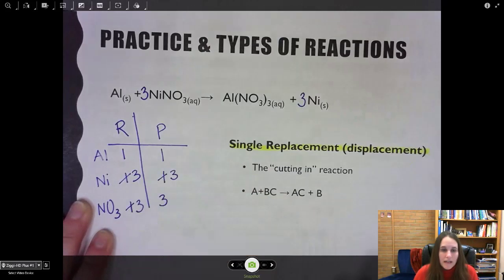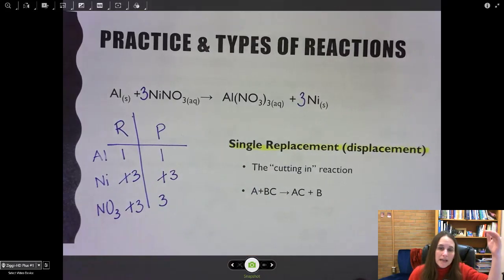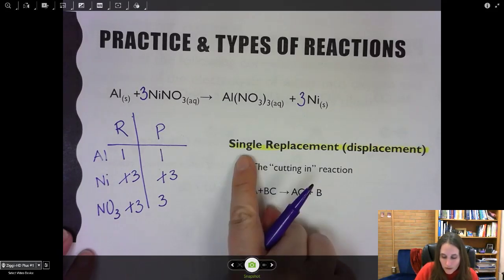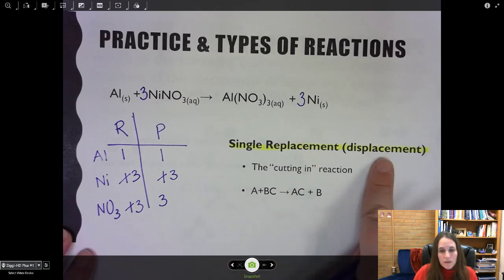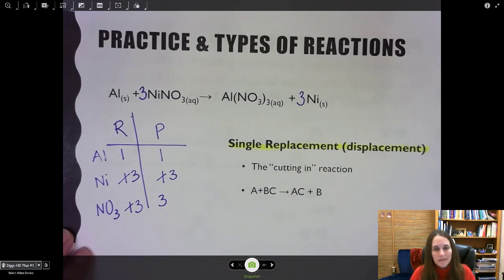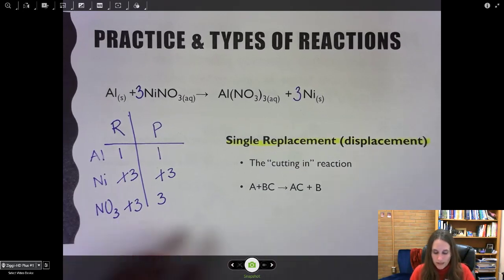And now everybody, I have the same mass of each element on my reactant side as I do on my product side for this single replacement or single displacement, or the cutting in reaction. That's just what I call it. Don't tell anyone else that.